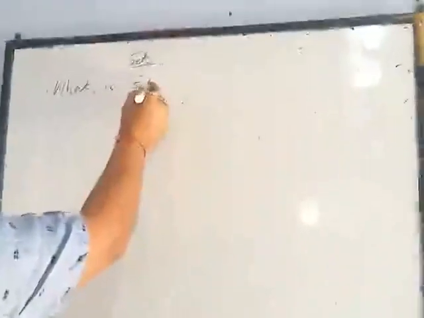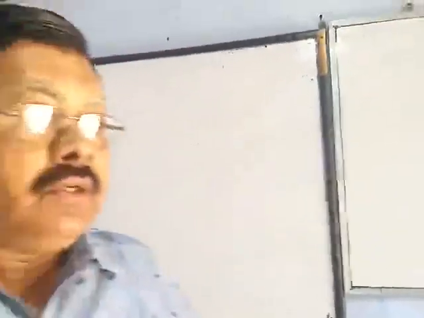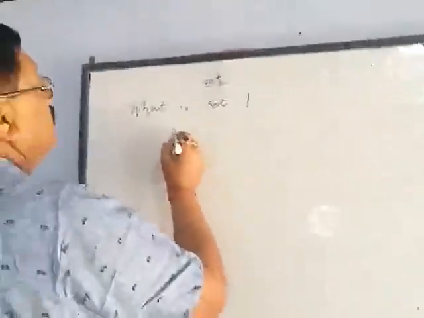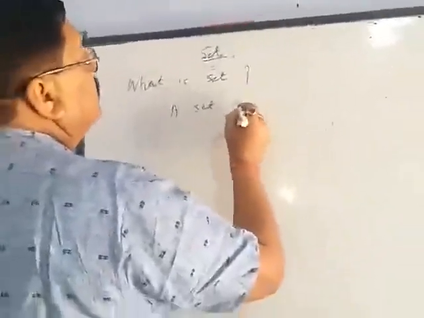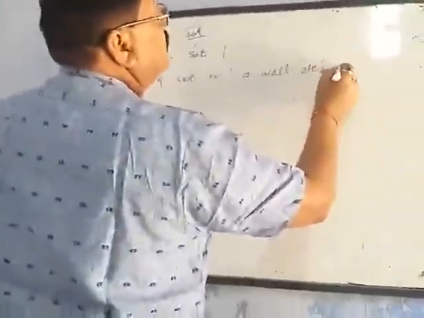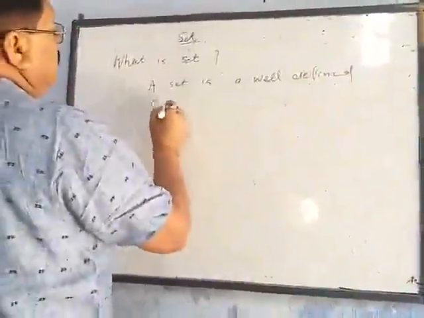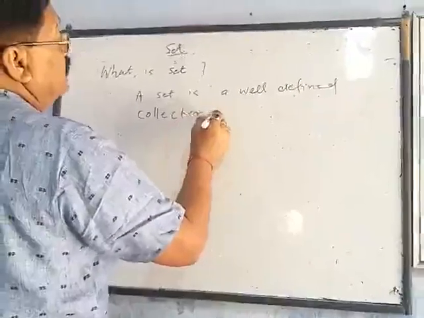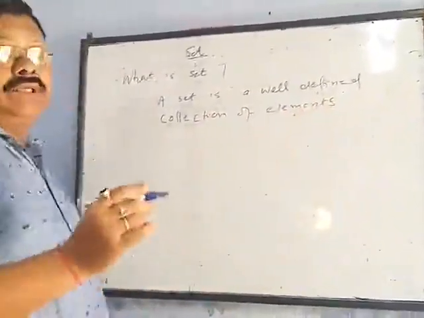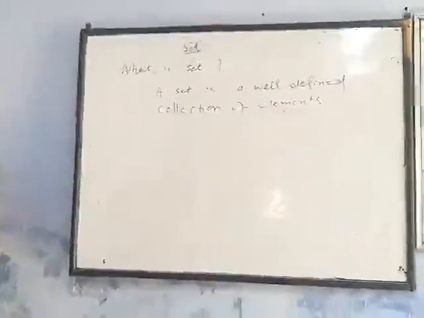What is a set? So for this, a set is a well-defined collection of elements. A set is a well-defined collection of elements.